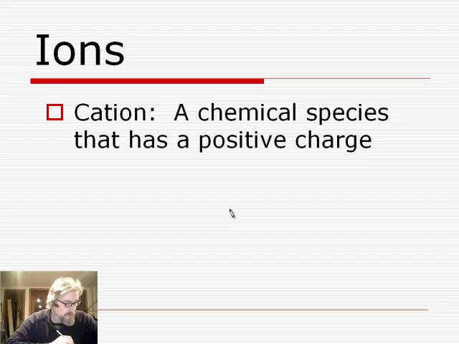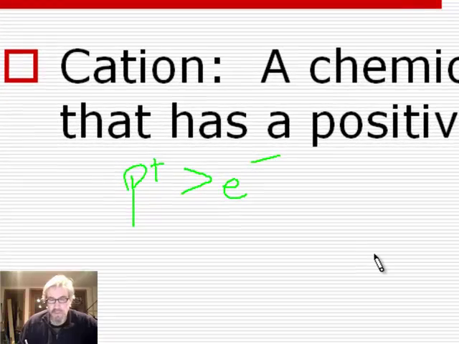Ions are just simply chemical species that have an imbalance between the number of protons and electrons in their structure. One of the ways that this could happen is if we have more protons than we have electrons. The number of protons outweighs the number of electrons. This would be an example.